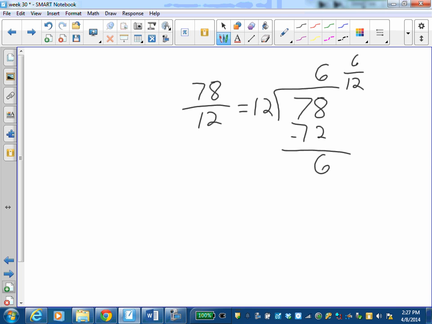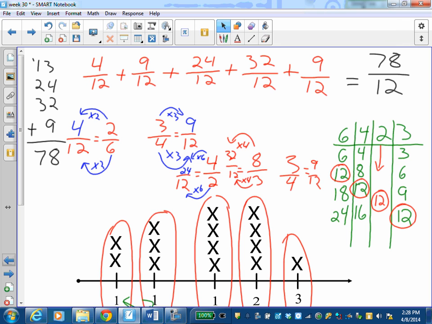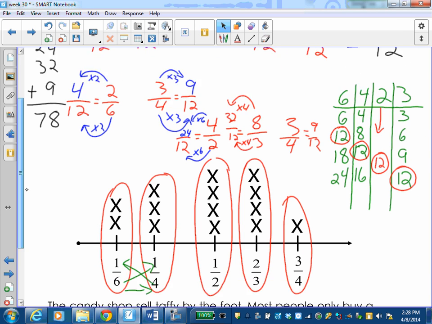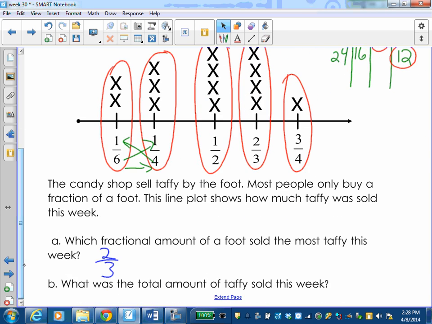So 6 and 6/12 is my answer, but 6/12 is not in simplest form. 6 over 12, I know 6 is half of 12, so that simplifies to 1/2. So my answer is 6.5. So to go back and look at the original question, which was, what was the total amount of taffy sold for the week? It was 6.5 feet. 6.5 feet of taffy were sold.